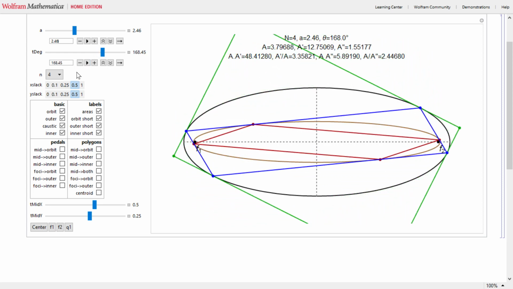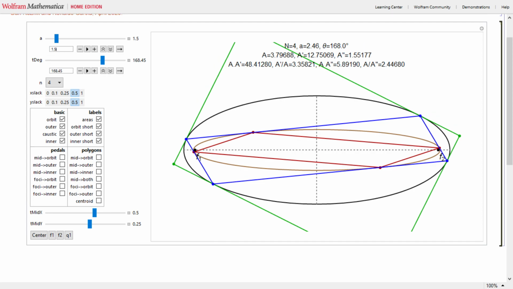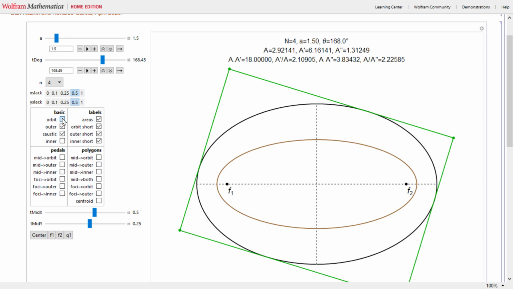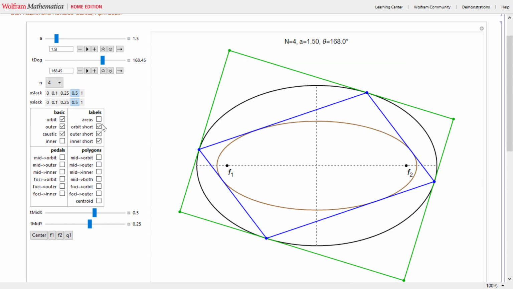Okay, so let's go ahead and talk about the phenomenon. What is the phenomenon at hand here? The phenomenon at hand is not related to the inner polygon, and for now we're going to forget about the orbit itself. I'm not going to even talk about it for a second.